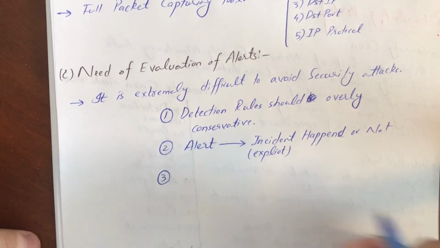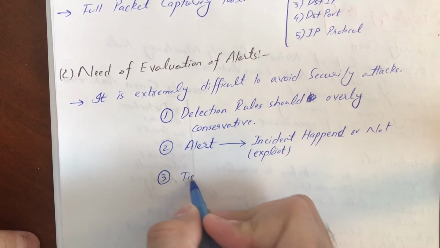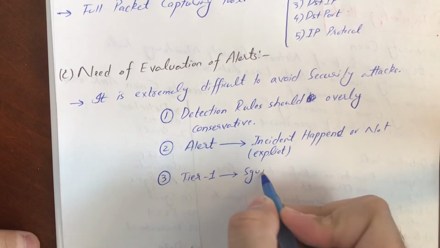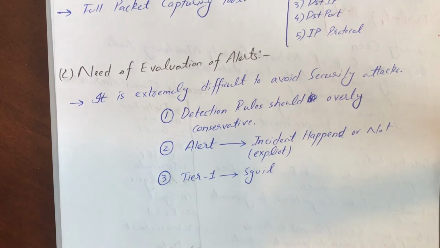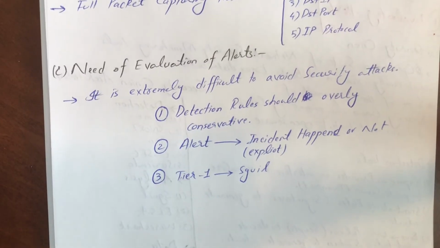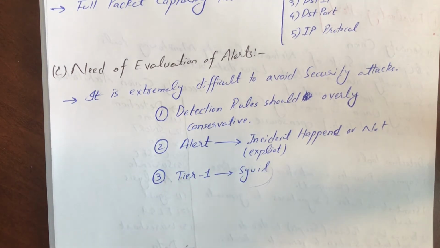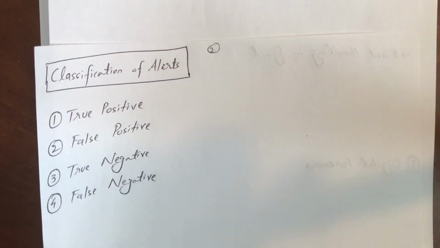Number three, for example, if you are a tier 1 cybersecurity analyst, you will probably be working with SQL, which I mentioned earlier, and we do all this stuff like classification of alerts and detection rules. All of this we can implement by using SQL. The next thing is the classification of alerts. How can we classify alerts?